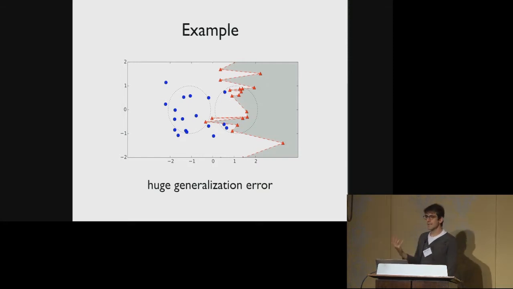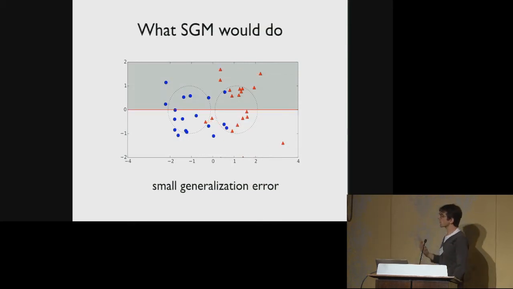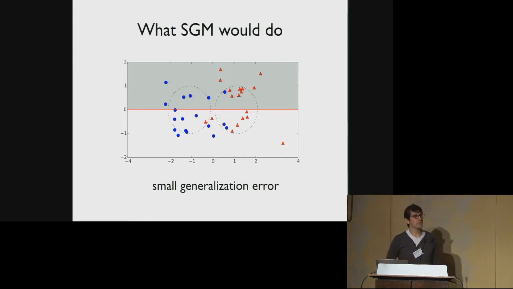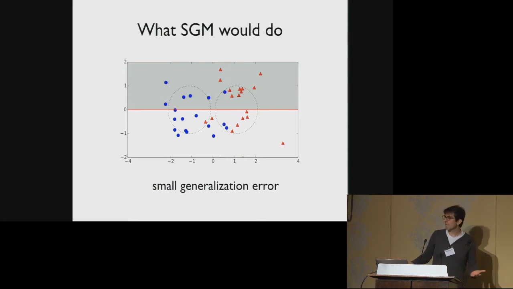But you might say, well, this is not what SGM could come up with, right? So SGM would do something like this. It would start with some solution, let's say a randomly chosen hyperplane. And at that point, you have small generalization error. Why? Because your model is completely independent of the data.